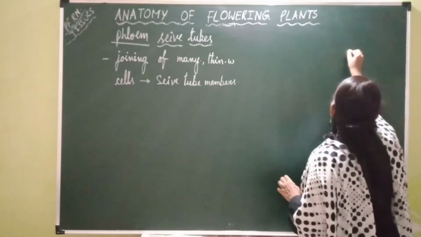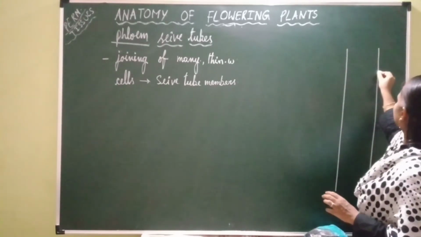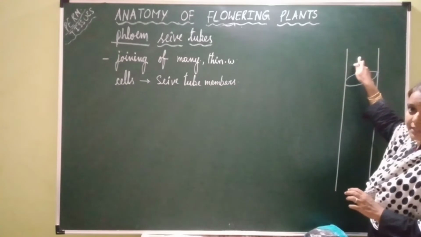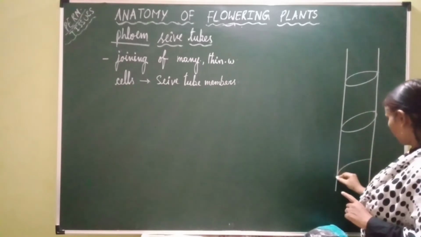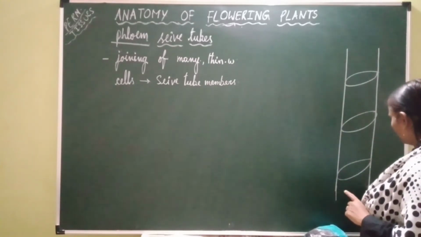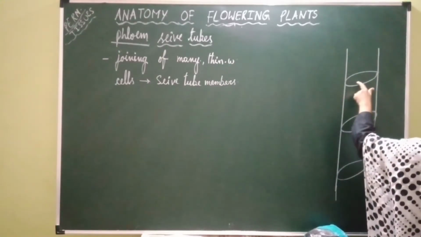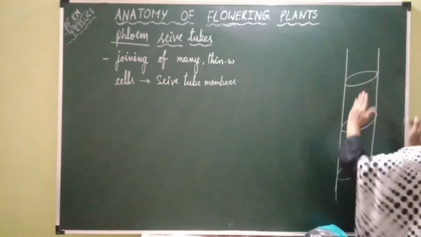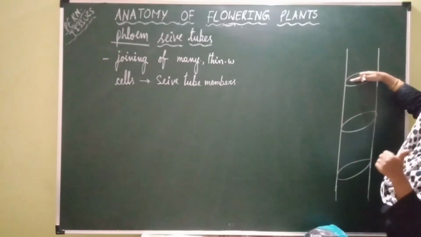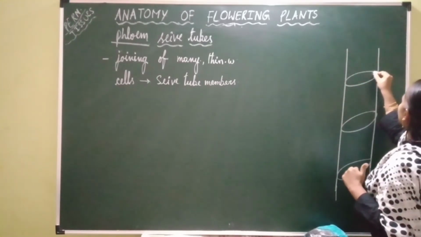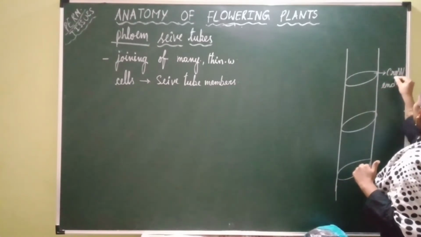Let's see how sieve tubes are formed. Let's say this is the structure of a sieve tube. In this sieve tube, this is one sieve tube member, this is another sieve tube member, and like this another sieve tube member. Like this, a sieve tube is formed by the joining of several thin-walled sieve tube members at their end walls or cross walls. These are radial walls or longitudinal walls. These are tangential walls or cross walls or end walls.